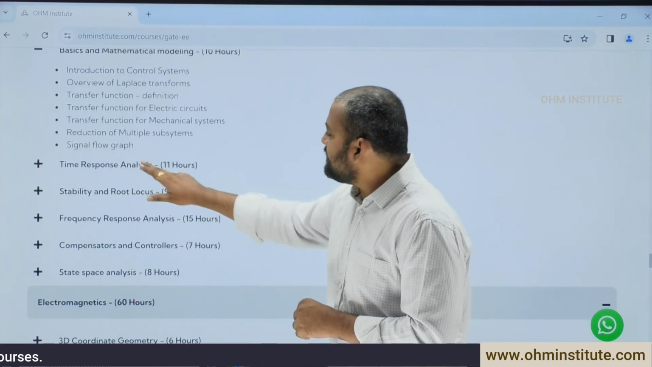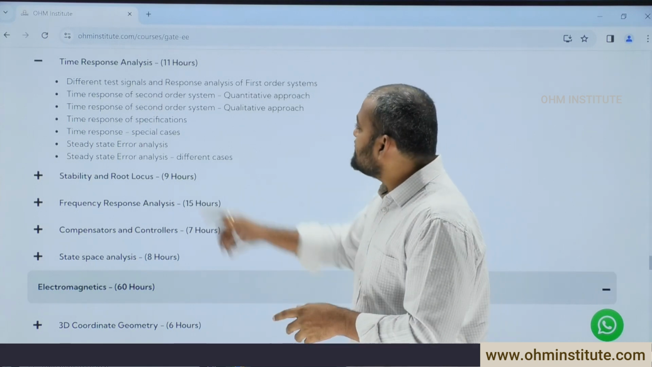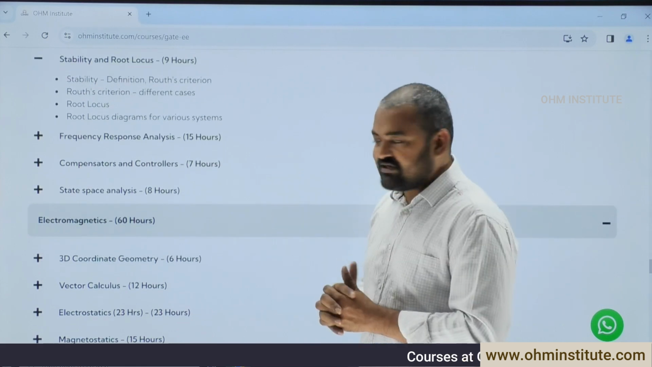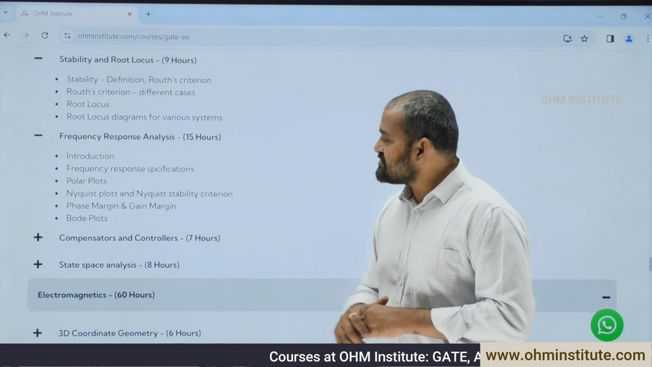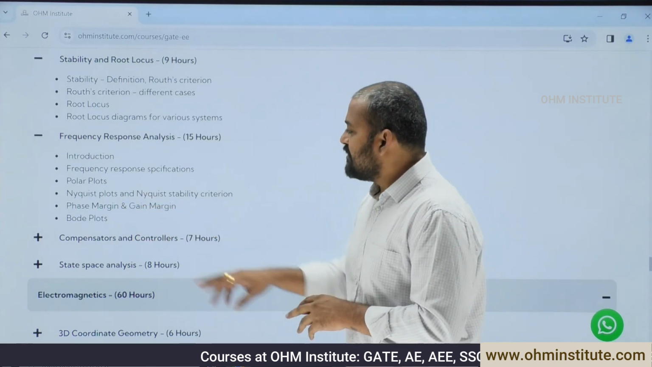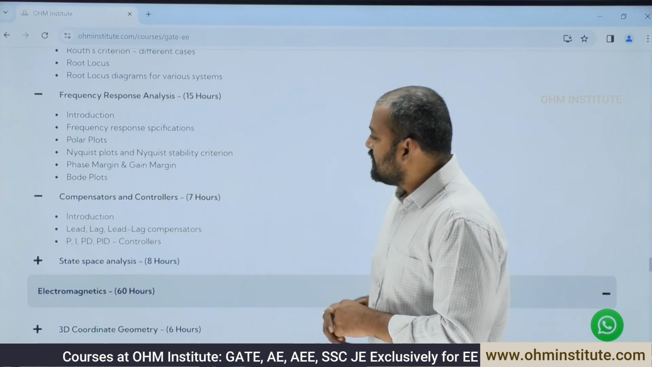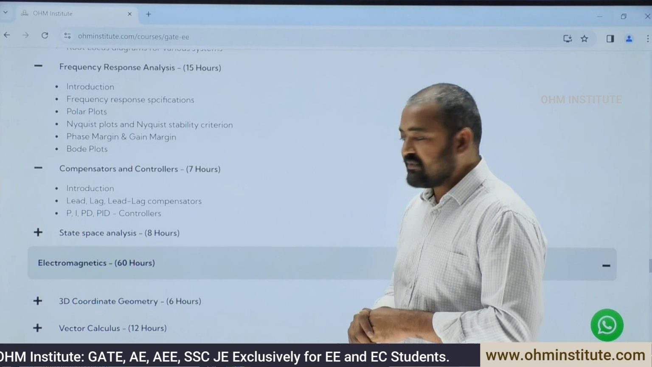And then time response analysis. This will take 11 hours of teaching, and these are the subtopics. Stability and root locus, around 9 hours it will take. Frequency response analysis, it will take 15 hours, where polar plots, Nyquist plots, Bode plots, everything will be discussed. And compensators and controllers, okay, this will be taking 7 hours.